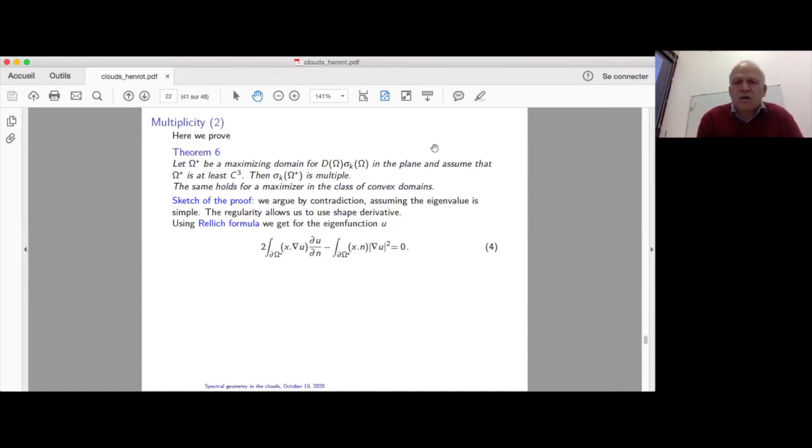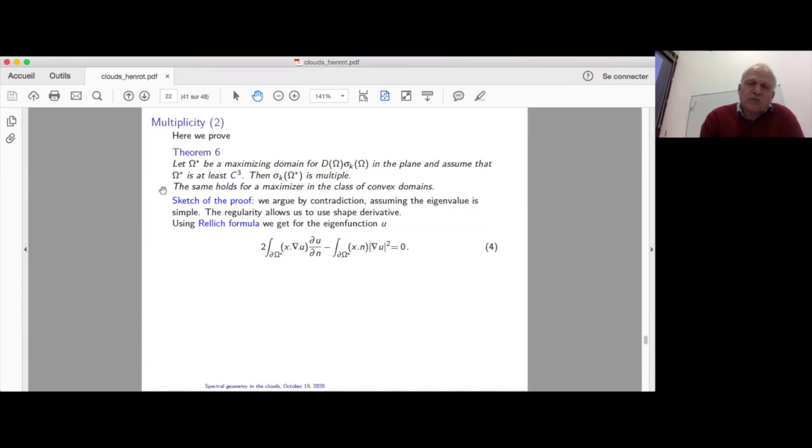These assumptions are, first of all, that we are in the plane. And there is a regularity assumption. We are obliged to assume C3 regularity for the optimal domain because we are going to use the shape derivative. And for the Steklov eigenvalues, to be able to write the shape derivative, we need at least C3 regularity of the domain. So we were able to do it in the general case without convexity constraint, because even if we are not able to prove existence, we can assume that there is existence. And we are able to prove that in that case, if there is existence, you have multiplicity. And also in the convex case, in the class of convex domains.